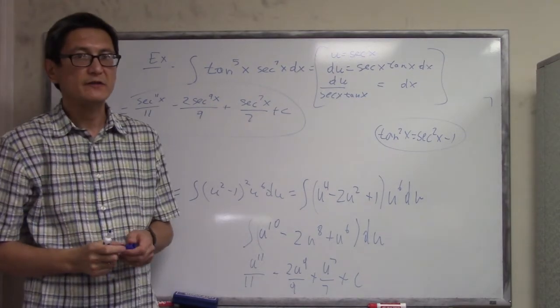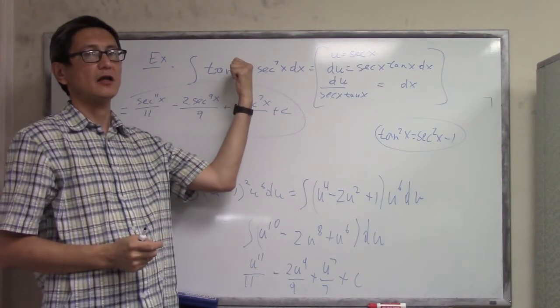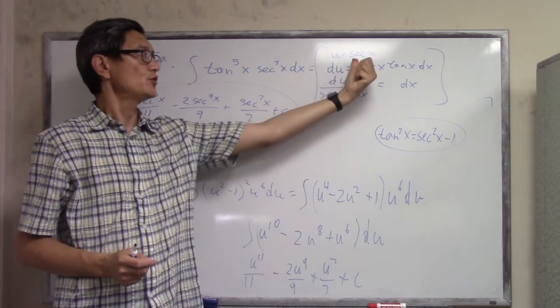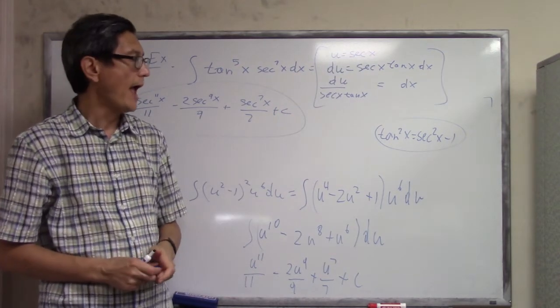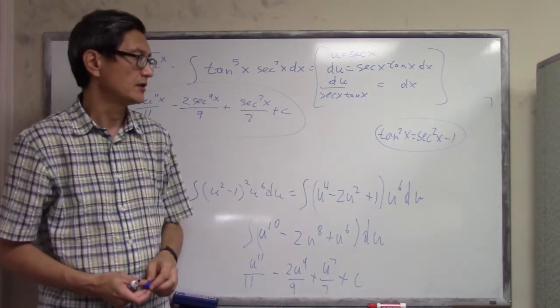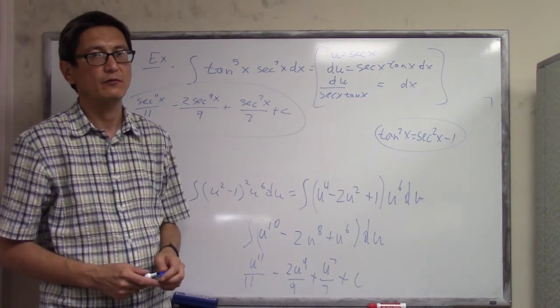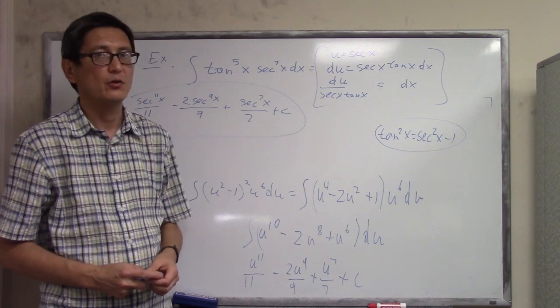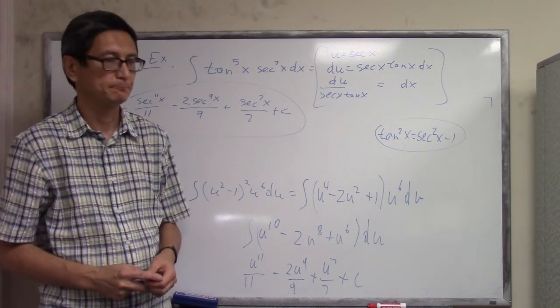So if we see tangent raised to an odd power, we proceed with the substitution u equals secant x, and we're using the property tangent squared x equals secant squared x minus 1 if we need to take care of tangent raised to the second power or fourth power or sixth power.